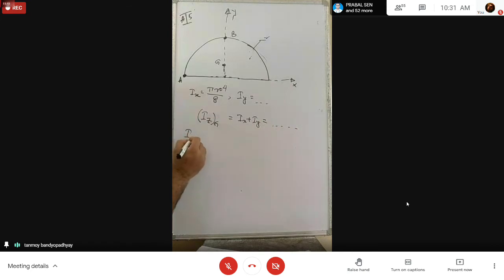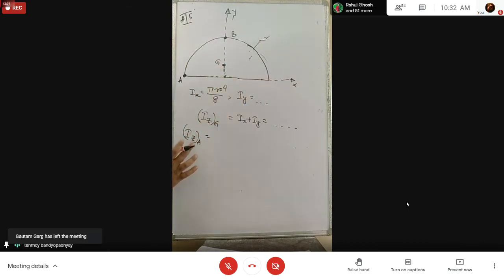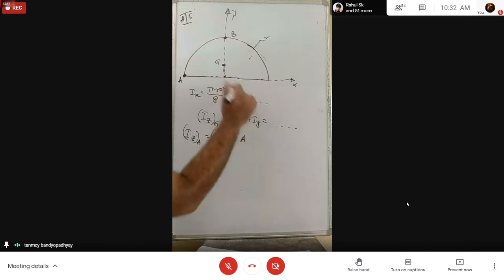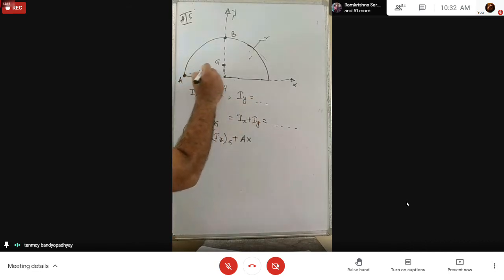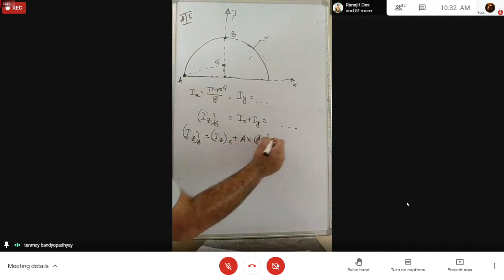Then you have to calculate IZ at the point A. The polar moment means you are calculating Z in this case, since this is X, this is Y, perpendicular to this cross section. Perpendicular to X and Y, you only have the Z axis. That is why the polar moment will be Z. So IZA will be equal to IZG plus area of the semicircle into this distance AG, so into AG square. So just do it at home and see what value of IZA you get.